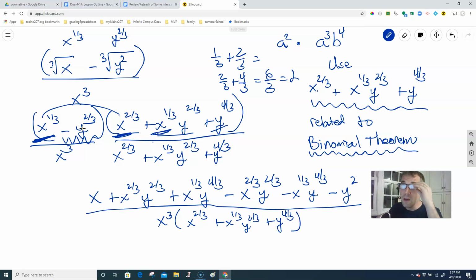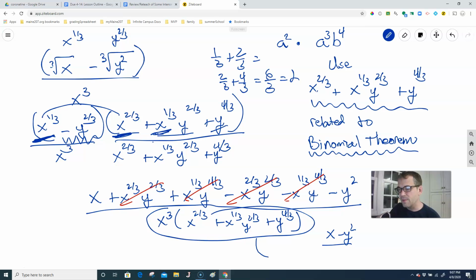Now, hopefully, a lot of things cancel. Let's get a different color. Hopefully, you have someone who cancels with you. Yes, you and you fight. No one wins that fight. You cancel each other out. This guy and this guy cancel each other out. I've done it. I've rationalized the numerator. My final answer is x minus y squared all over this thing, which I don't want to write down again, to spare you having me say all those x to the 2/3 and stuff again. But that's how it works.